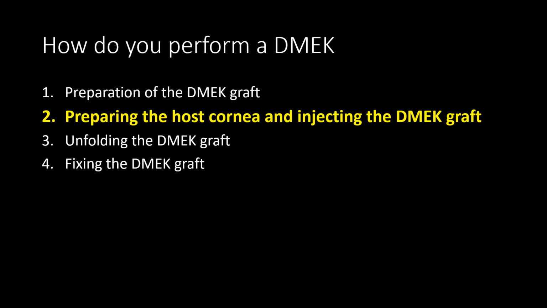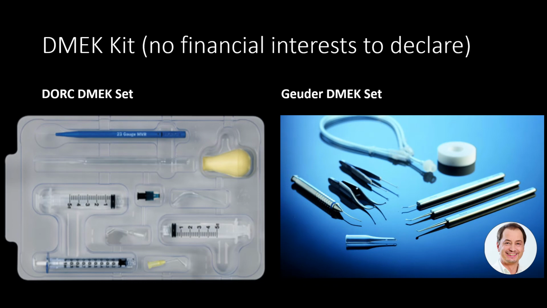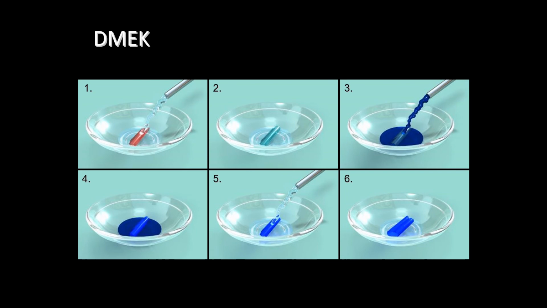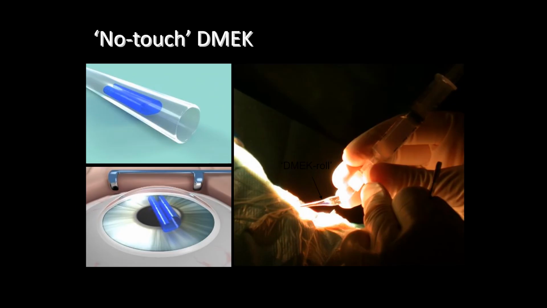Now you have the DMEK tissue, it's time to start the operation. For the procedure, it will be useful for you to get a DMEK set from either DORC or Geuder, which will have most of the instruments you will need. After infusing air into the anterior chamber, you're performing a descemetorhexis to remove the patient's diseased Descemet's membrane. You're then staining the DMEK donor tissue with VisionBlue. You're then injecting the prepared DMEK roll into the patient's anterior chamber.